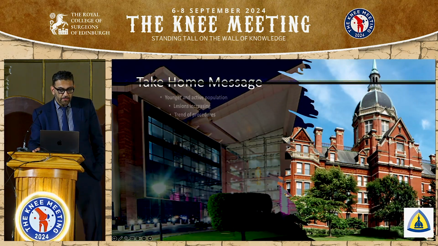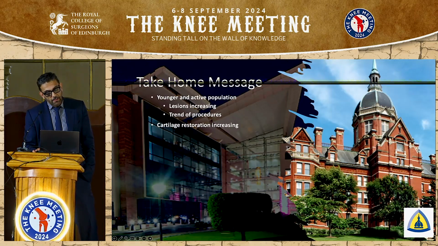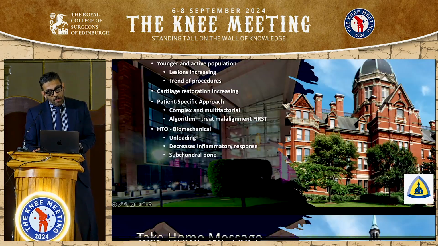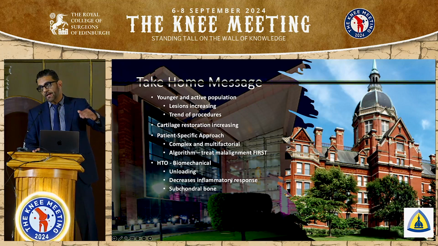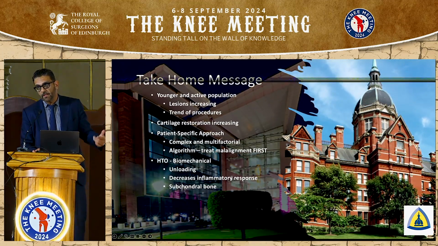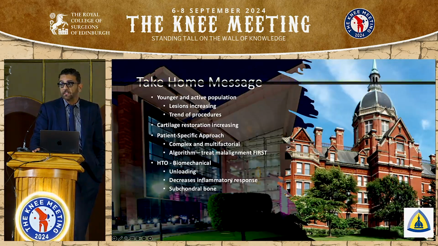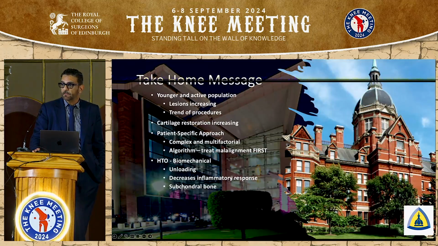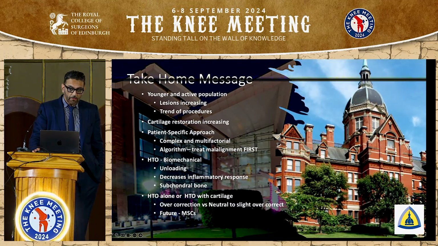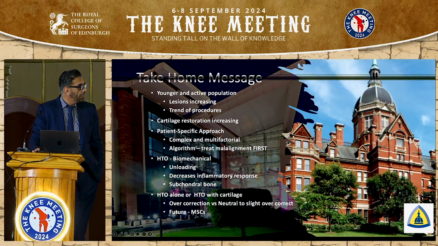My take-home message is it's becoming a younger and active population. The cartilage restoration is increasing. The trend of procedures is becoming more cellular. But with the cellular, the cost goes up, so you have to take care of the comorbidities, specifically malalignment, ligament instability, and meniscus deficiency. The HTO is a biomechanical unloading, which can decrease inflammatory response and actually make the subchondral bone healthy again. HTO alone or HTO with the cartilage procedure: overcorrection for the HTO alone, and neutral to slight overcorrection for the HTO with cartilage.